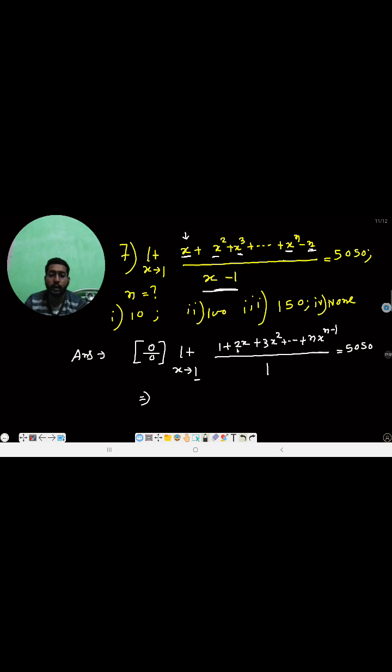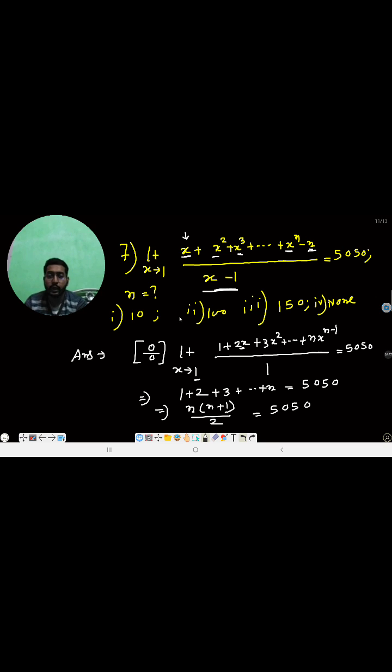Now what is the value of x here? The value of x is 1. If I put x equals 1 here, it will become 1 + 2 + 3 + ... + n, and it will be 5050. Now this is the sum of n natural numbers, 1, 2, 3, up to n. So what is the formula? n(n + 1)/2 equals 5050. Since options are given, if I put n equals 100, that will be 100 into 101 by 2, that is 50 times 101, which comes to 5050. So the value of n will be 100.